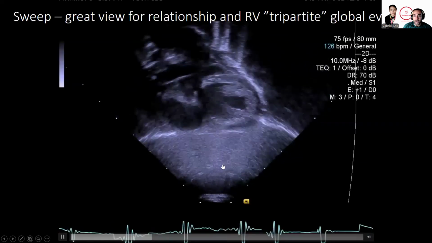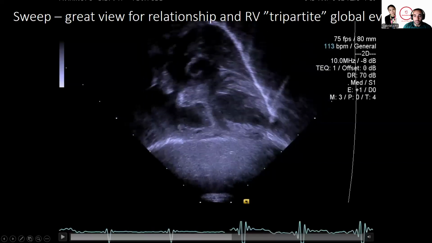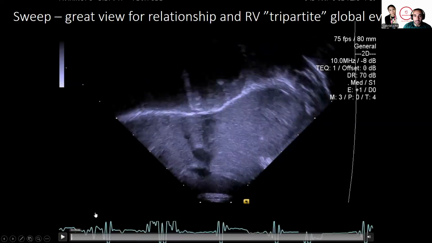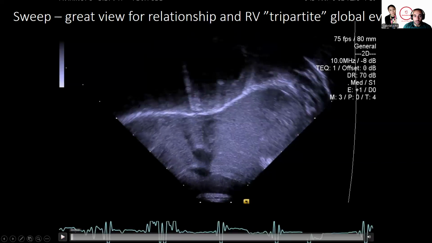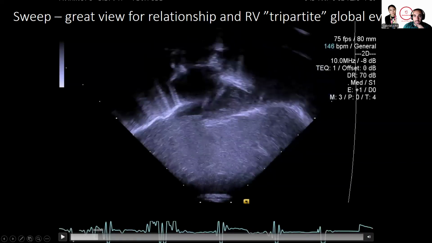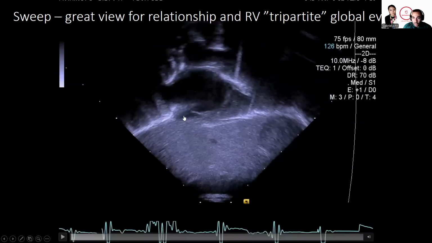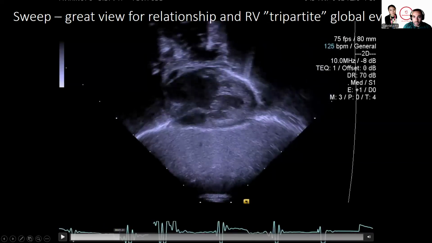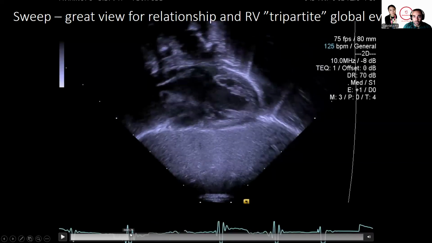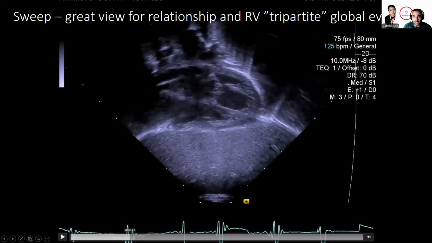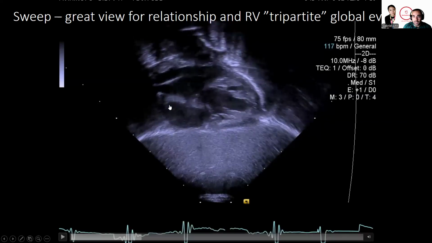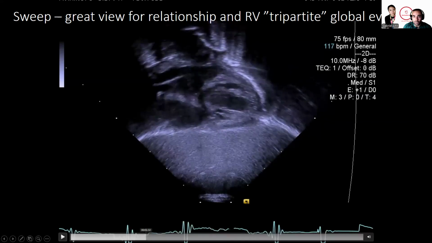Now we invert the probe and do a full sweep in the long axis view. If I go towards the back, I can see my liver. I can even see my diaphragm, which is very bright. And I can see this IVC eventually connect into the right atrium. Then I see more of my right atrium and left atrium. Eventually, I see the interatrial septum, and I can see that there's a small communication that is likely a PFO. I can even see a bit of the flap of that PFO.